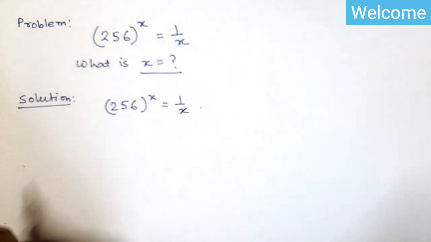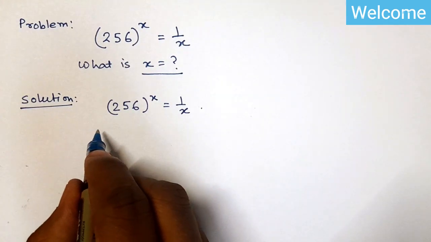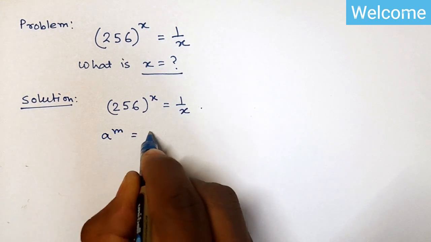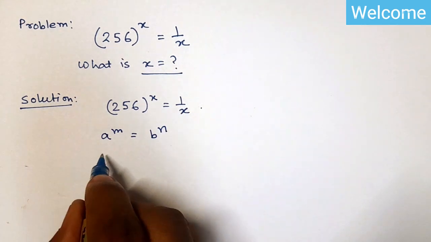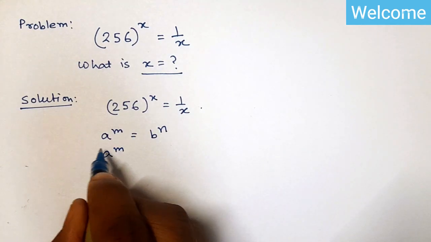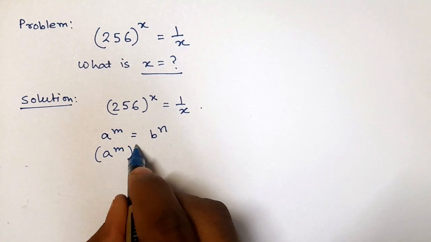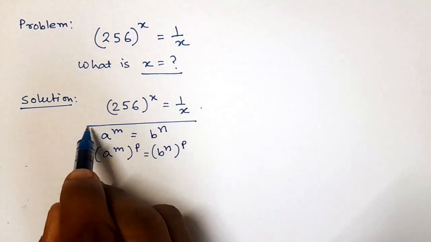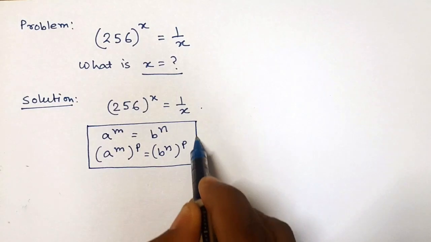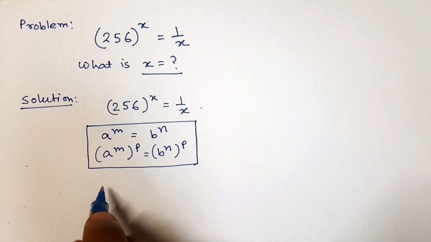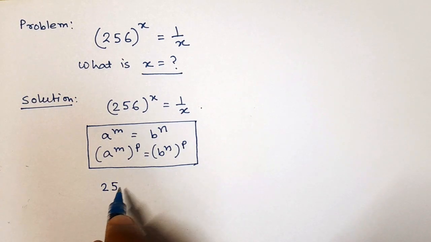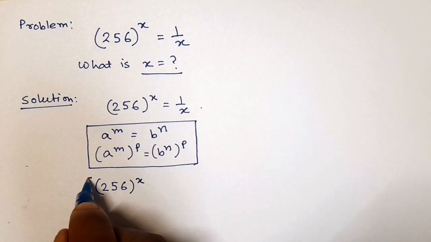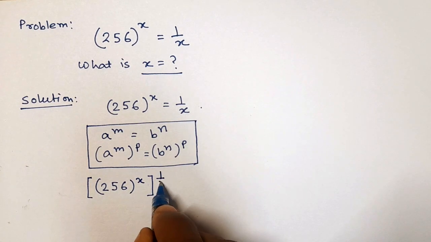We have a law of indices that if a to the power m is equal to b to the power n, then we can write a to the power m to the power p is equal to b to the power n to the power p. So this we will now apply here, and we will do the power of 1 by x on both sides.